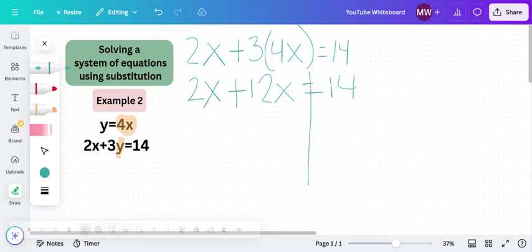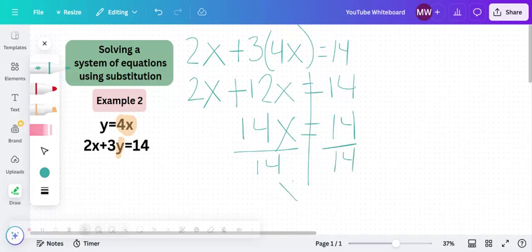Now I can start solving for x because I can combine 2x and 12x together to get 14x. And I'm left with 14x equals 14. My final step will be to divide by 14 to get x all by itself. So that tells me that x equals 1.